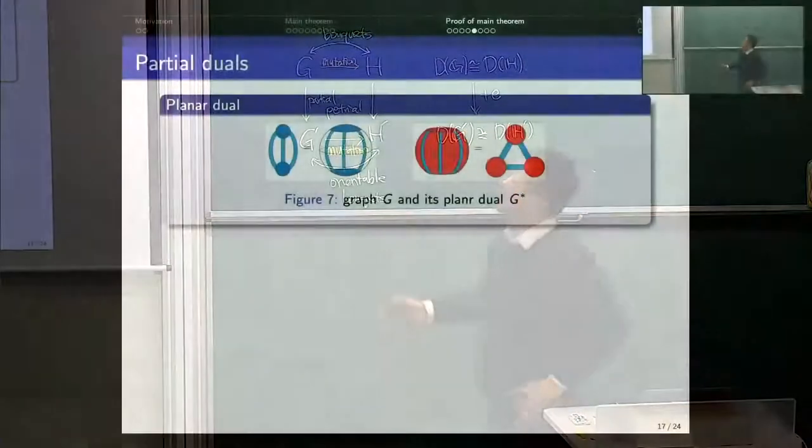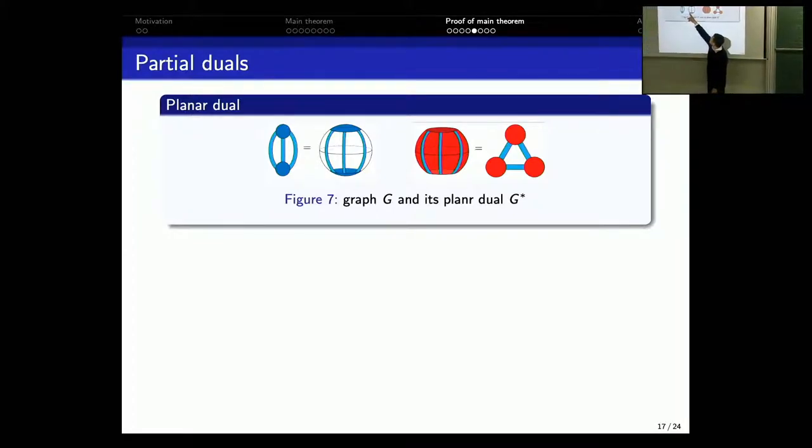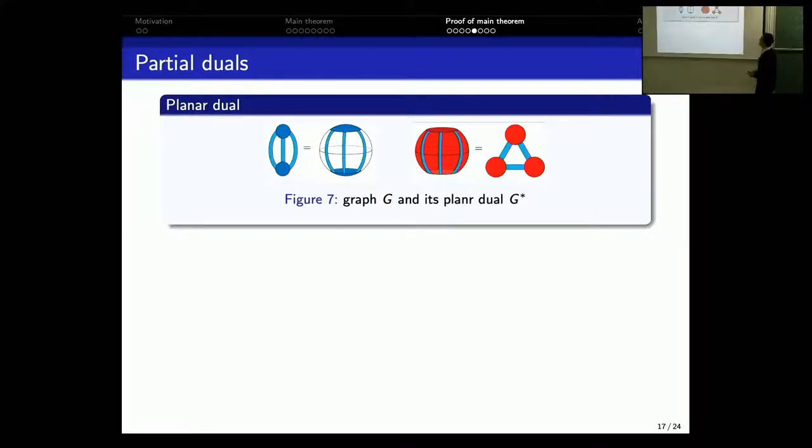To proceed, I have to define partial dual. You may know what a planar dual is. A planar dual considers faces as new vertices, and we leave the edges and delete the original edges to obtain something like this. And if we squeeze somehow, we can obtain this planar graph again. So this graph G and this graph G star are dual to each other.